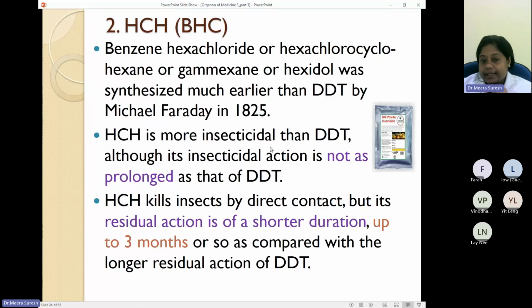So this is more insecticidal than DDT. They are going to immediately kill the organism if HCH is used. They are much stronger than DDT. But the only disadvantage is that it does not have a long residual action. HCH kills insects by direct contact, like DDT itself, but the residual action is only for a short duration, that is only 3 months, when compared to the 18-month residual action of DDT. That is why BHC never became as widely popular as DDT.